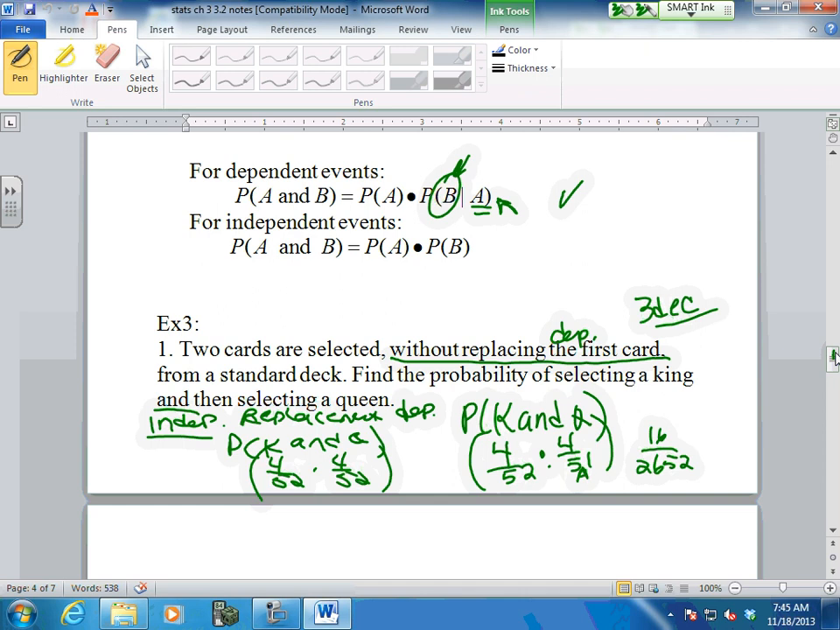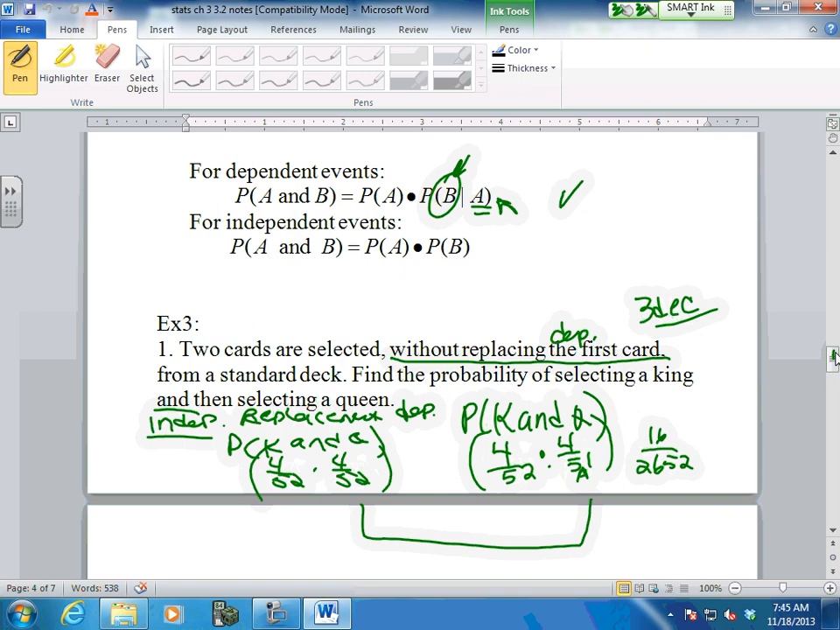This is if we replace the card. The previous one was a dependent event because we're keeping the card. We changed the probability. This one is the exact same setup, only now when I see my king, I'm going to put it back into the deck. I'm going to replace it. But we're still going to multiply. The multiplication rule still holds. The only thing that changes is this piece right there.